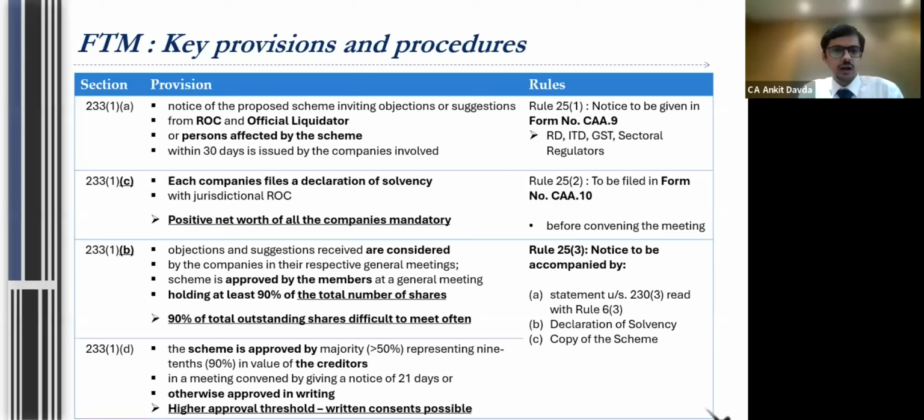It says that objections and suggestions received are considered. In the sense that, under 233(1)(a), you have issued notice to the RD, ROC, OL and other regulators, and whatever objections and suggestions you receive are considered by the companies in the respective general meeting. So the meeting must be of the respective class of shareholders. If there are different classes of shareholders, companies will have to hold a separate meeting for each class, and such objections and suggestions are considered in that meeting, and the scheme is thereafter approved by members holding at least 90% of the total number of shares.